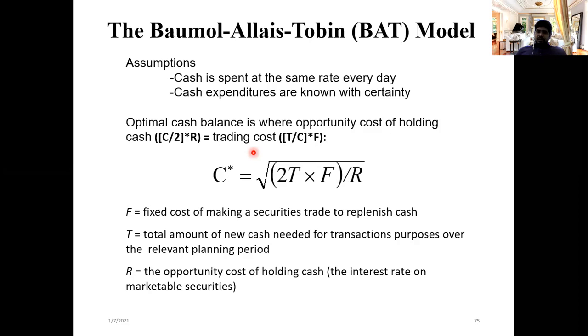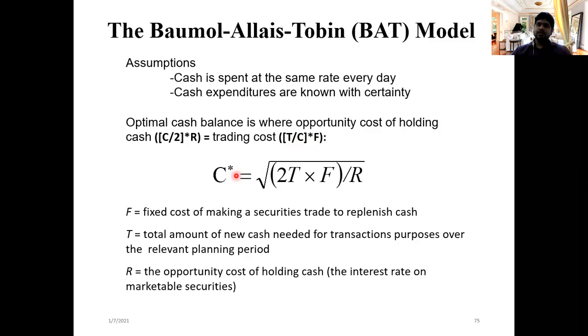The number of transactions, and here T means the total cash requirement. In EOQ, it is equal to the annual demand for inventory. Here it is the annual demand for cash, T, right? And C is the optimum cash balance, like the EOQ. And F is the transaction cost of an order, like in EOQ.